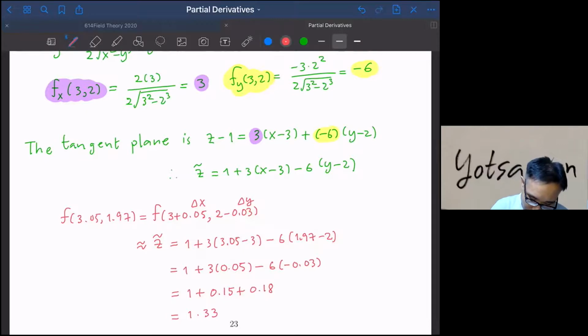Okay, so don't forget that this is the same as the one that is in the question, 1.97 to the third. Okay, so this will be just the square root.